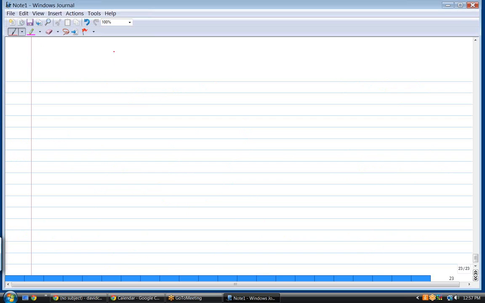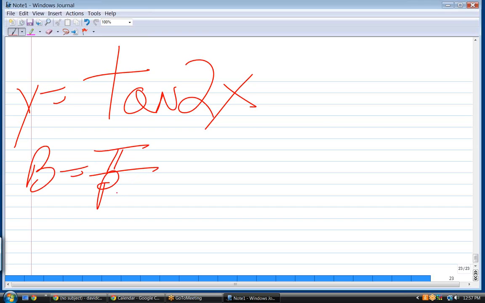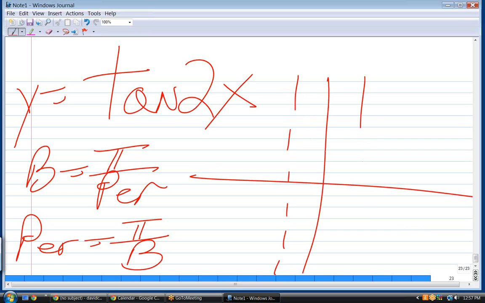And that matters because if I said graph this, well, here the b is equal to pi over the period. And the period is equal to pi over b. So the moment you start talking about tangent, you're talking about a different period. If I graph the tangent, have you dealt with tangent graphs at all? Not a whole lot.